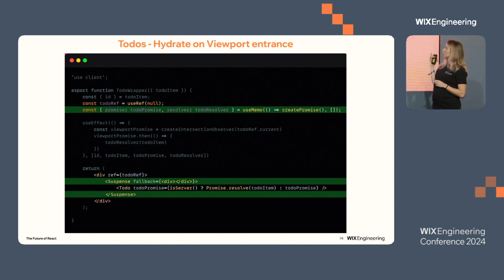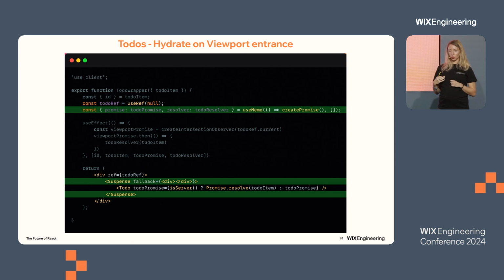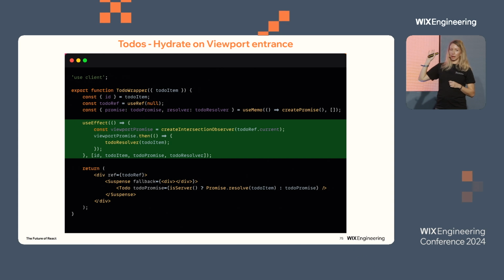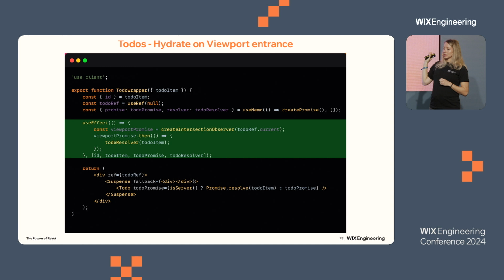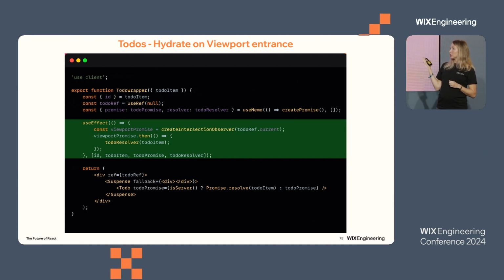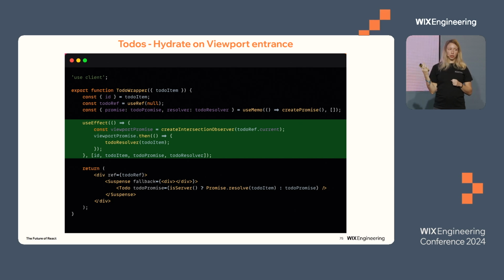Here we create the to-do promise that is passed to the to-do component, and we wrap the to-do component with a suspense and pass this promise as a prop to the to-do. And finally, after the component is mounted, we create the intersection observer. So this is the part that observes when the specific to-do item enters the viewport. So we pass the current ref to the create intersection observer function. This function returns a promise that will be resolved when the specific to-do element enters the viewport.